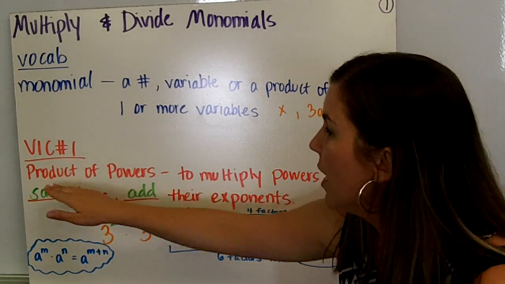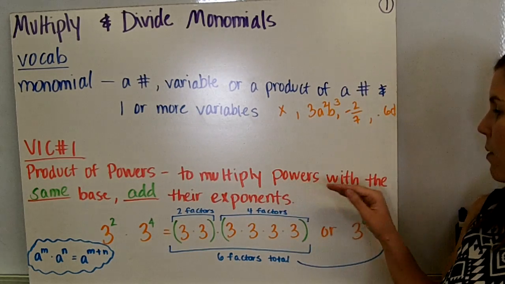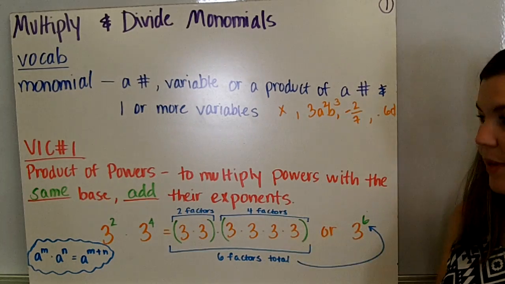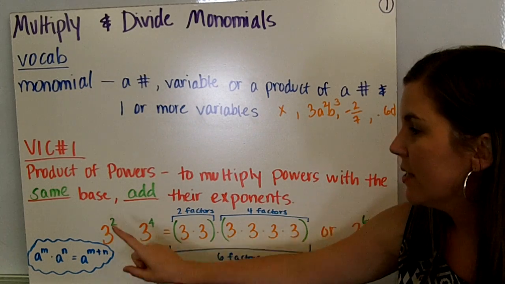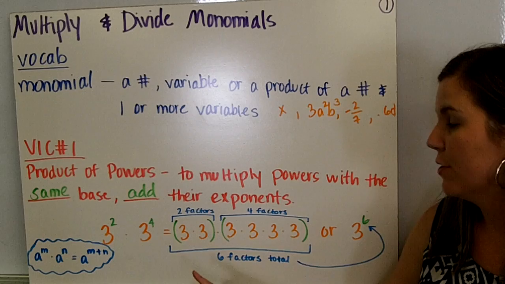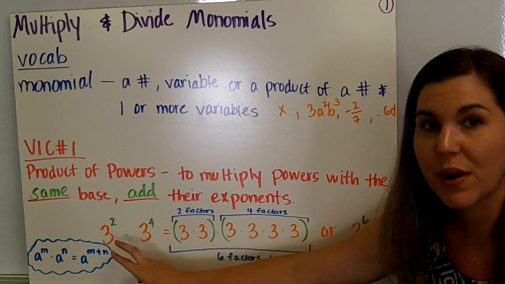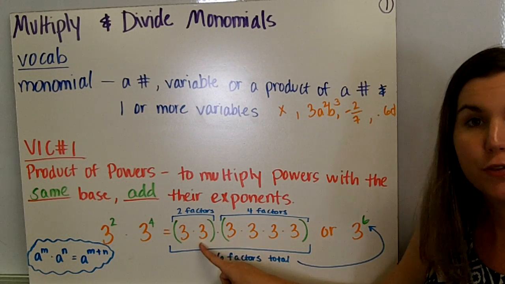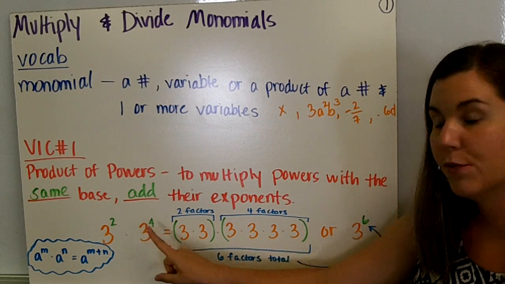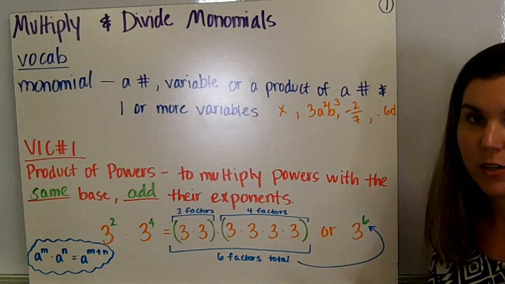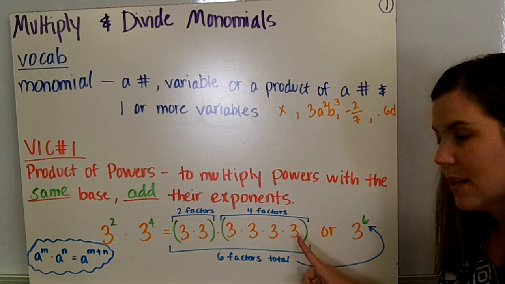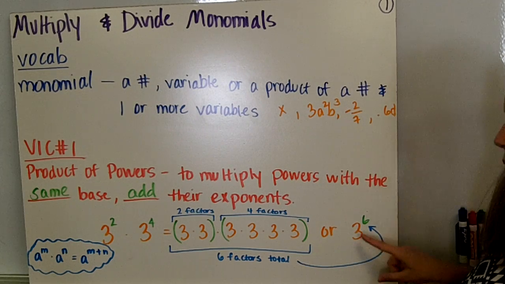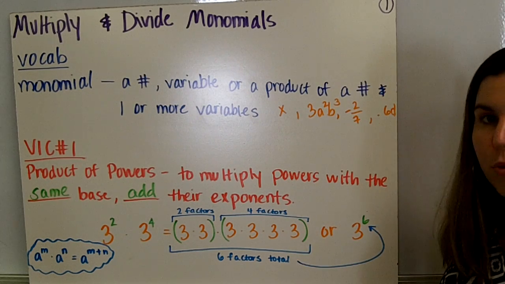Vocab number 1. Product of powers. To multiply powers with the same base, add their exponents. So here we have 3 to the second power times 3 to the fourth power. When we write this out in expanded form, 3 to the second power means there are 2 factors of 3, and 3 to the fourth power means there are 4 factors of 3. Total, you can see that there are 6 3's multiplied together, which is the same thing as 3 to the sixth power.